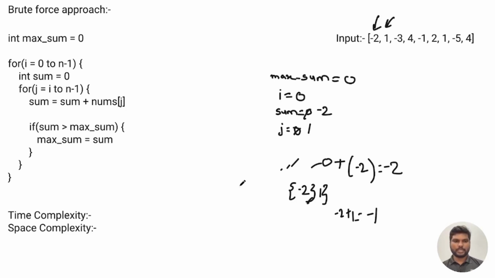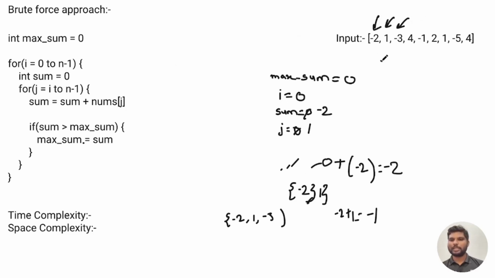Is it greater than max sum? Is the answer true? No. Max sum is 0, sum is -1, so we skip the assignment step. Then we go to the next element, which is -3. Going to the next element means including that element in our subarray. We go on and on like this and calculate all the subarrays which start with -2, and then in the next iteration we assign sum to 0 and we start j from this one.